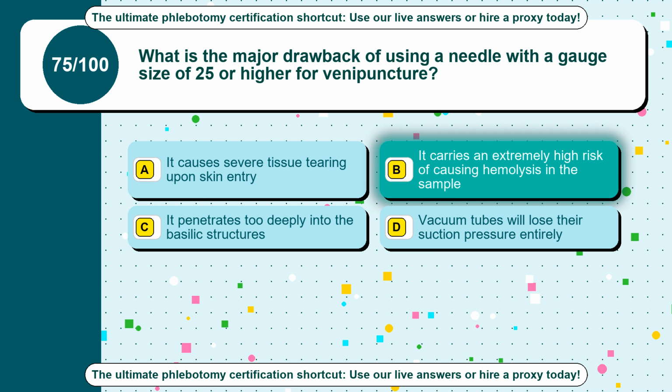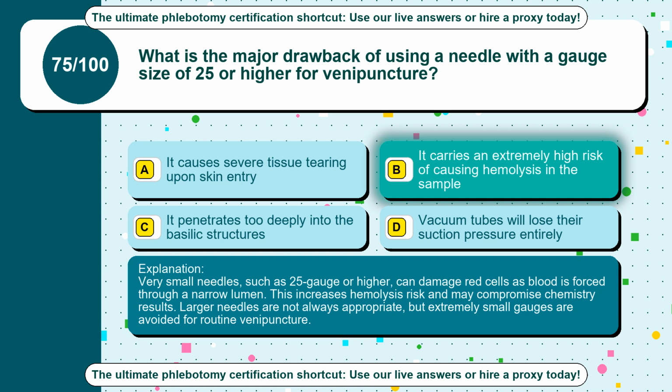The correct answer is option B. It carries an extremely high risk of causing hemolysis in the sample. Very small needles, such as 25 gauge or higher, can damage red cells as blood is forced through a narrow lumen. This increases hemolysis risk and may compromise chemistry results. Larger needles are not always appropriate, but extremely small gauges are avoided for routine venipuncture.